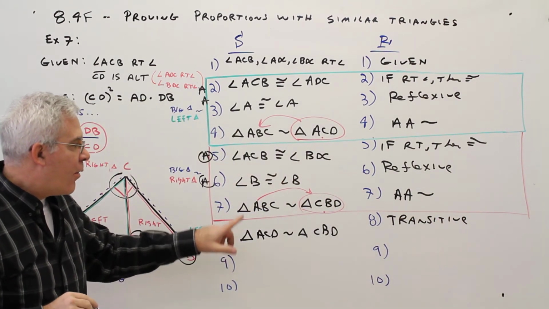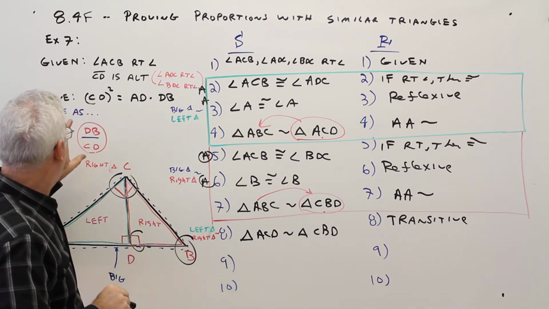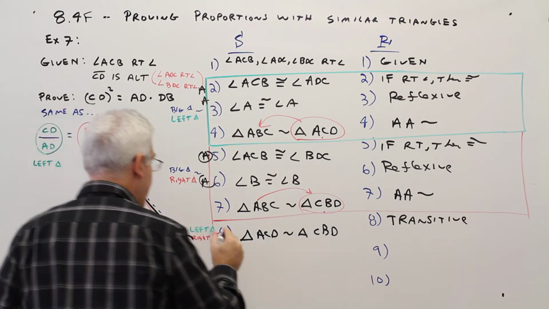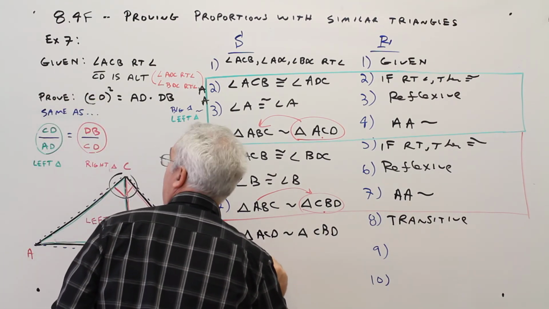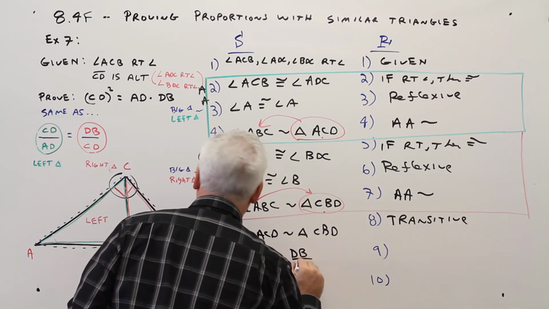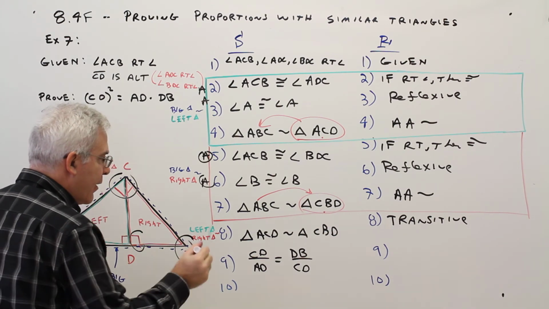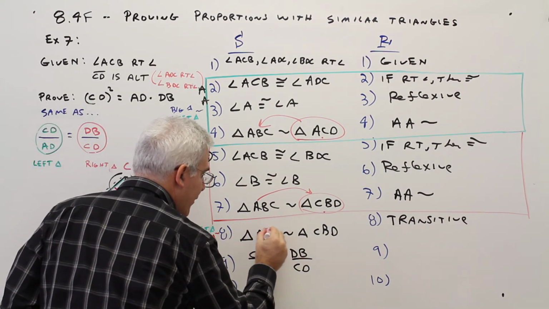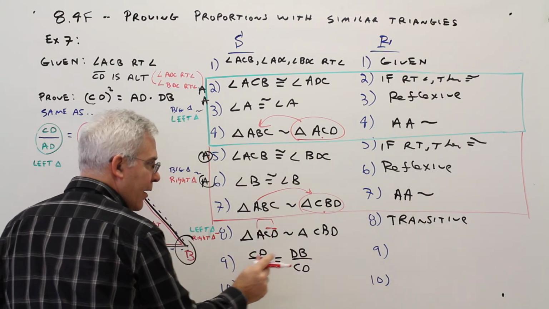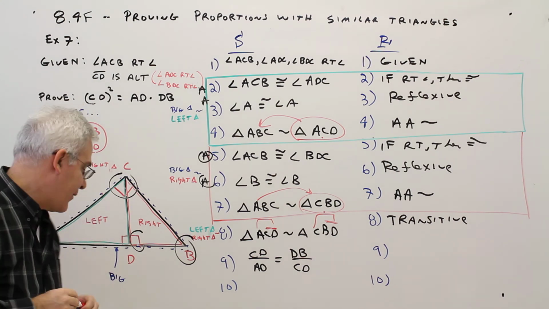And now, once I've got left triangle similar to right triangle, I can go in backwards and get this proportion. So I'll write it down. CD over AD equals DB over CD. Let me just do a check of my lettering really quick. So I've got last two letters here over first and last equals last two letters here over first and last. That makes sense.